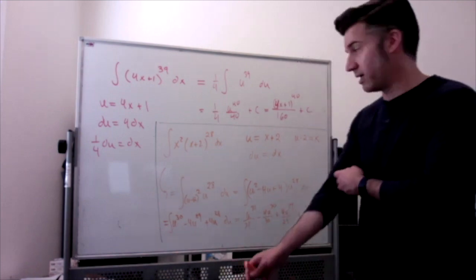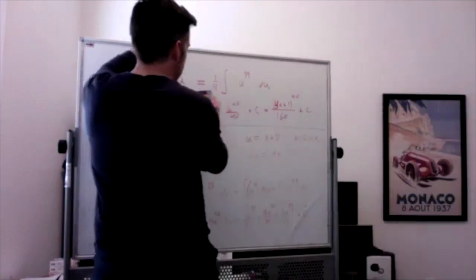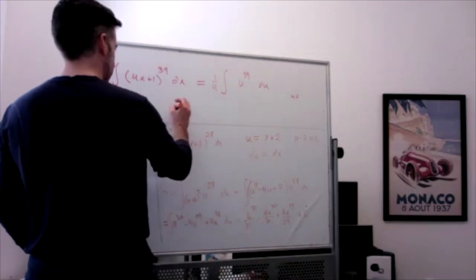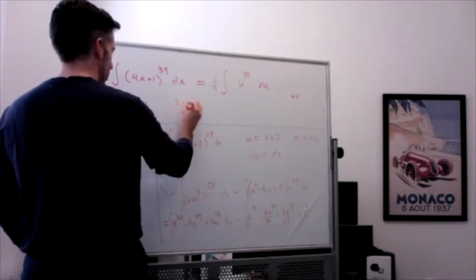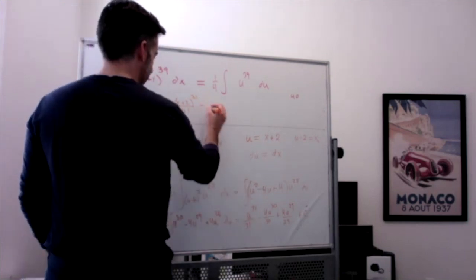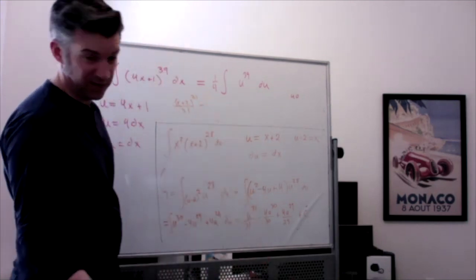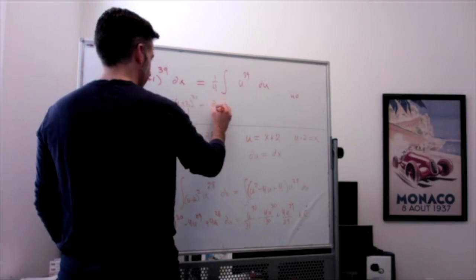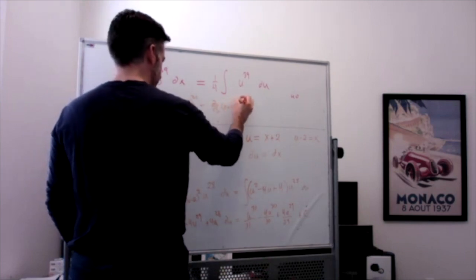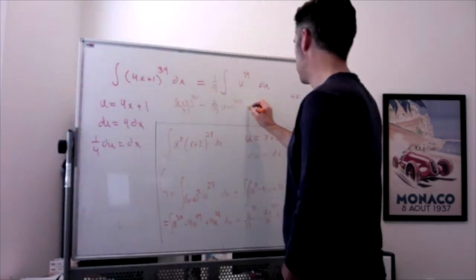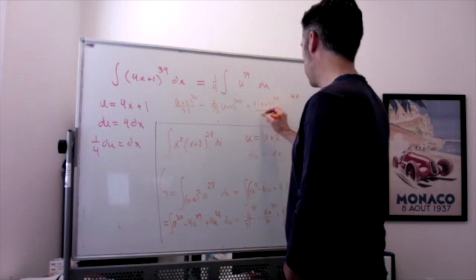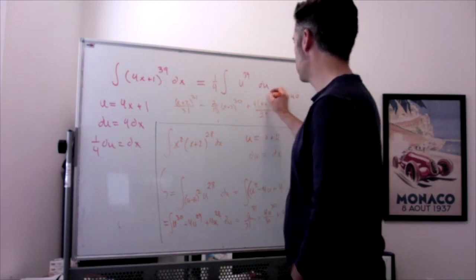And then finally, in the last step, we plug back in what u is equal to. So we end up getting, let's see, u is x plus 2. So we get a final answer of x plus 2 to the 31st over 31 minus, you could reduce 4/30ths to 2/15ths, 2/15ths x plus 2 to the 30th, and then plus 4 times x plus 2 to the 29th over 29 plus c.